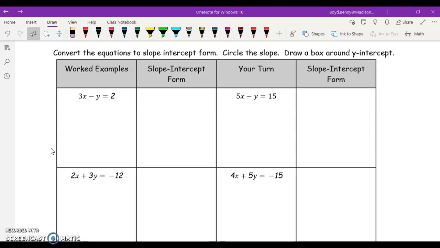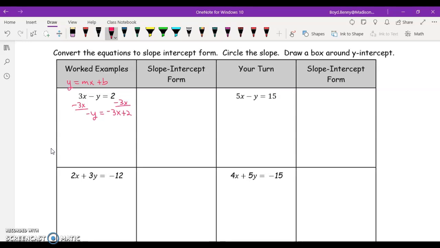To put this in slope-intercept form, I need to isolate y. So I can see that I've got a positive 3x on the left-hand side, so I'm going to subtract 3x from both sides. That's going to leave me with a minus y equals negative 3x plus 2.